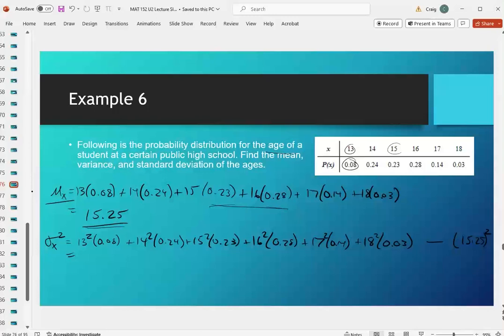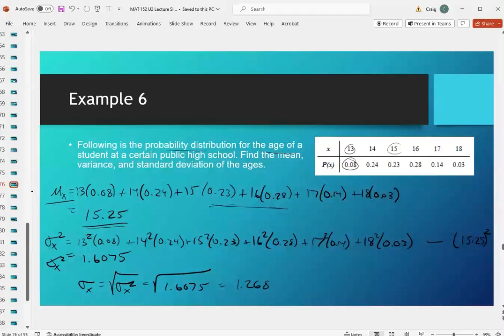If you work all of this out in the calculator, you should find that you get 1.6075. And that is your variance. And then we can find the standard deviation, which is just sigma of x, by taking the square root of the variance, which is just the square root of 1.6075, or 1.268.